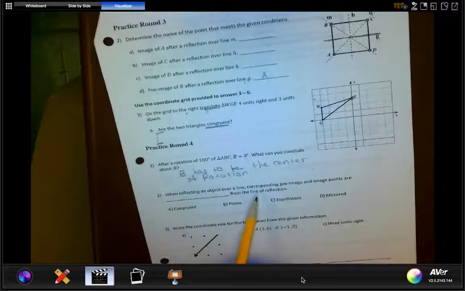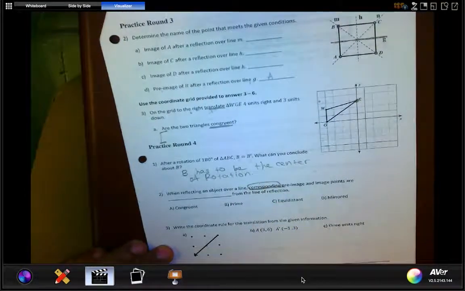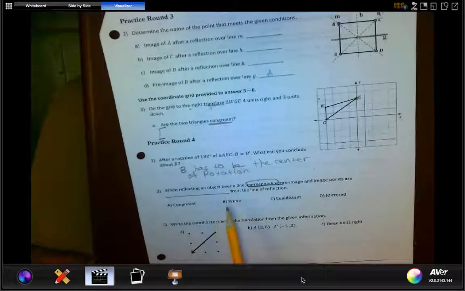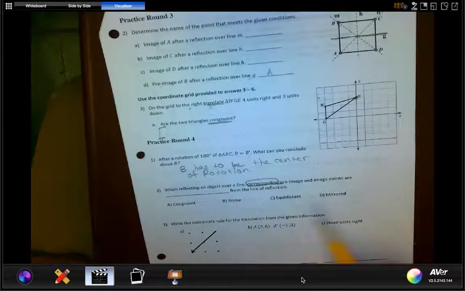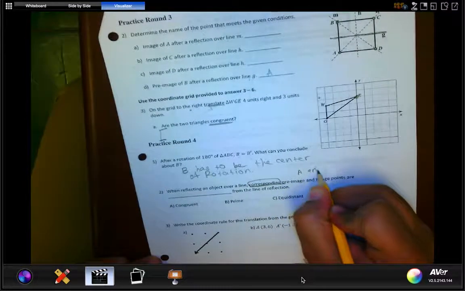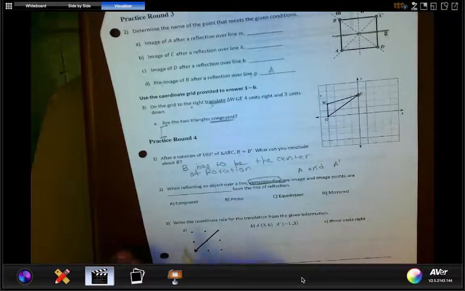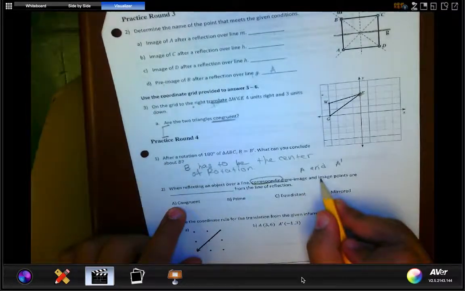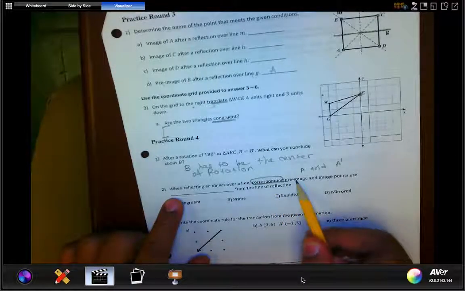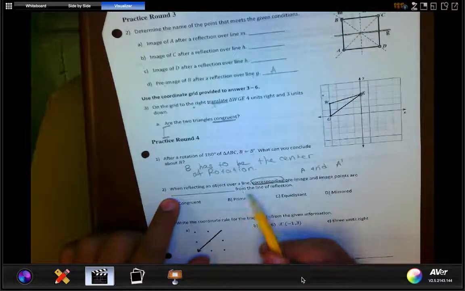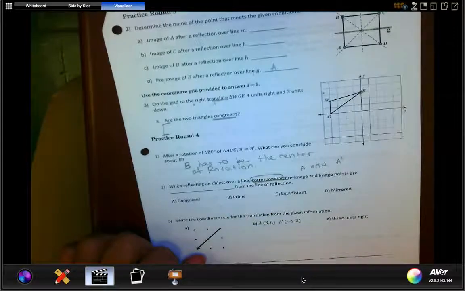When reflecting an object over a line, corresponding, remember what this word means? It means in the same position. When reflecting an object over a line, corresponding pre-image and image points are blank. So that means that A and A prime, what do you know about them? They are congruent. When reflecting an object over a line, corresponding pre-image and image points are blank from the line of reflection, right? Are congruent, are prime. Yes, this is true.